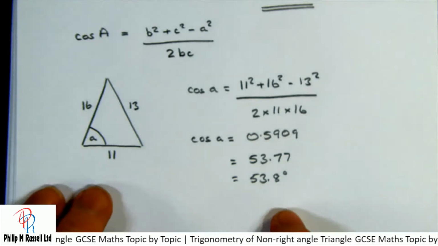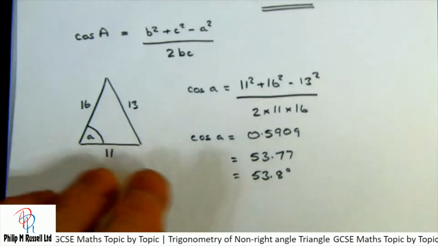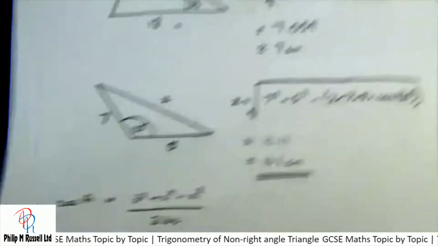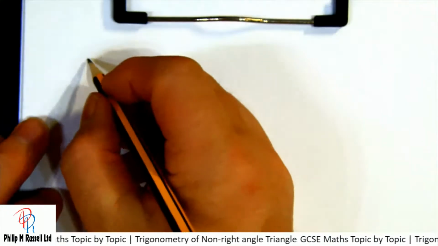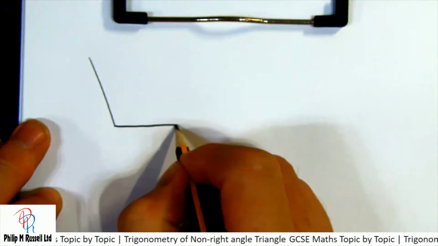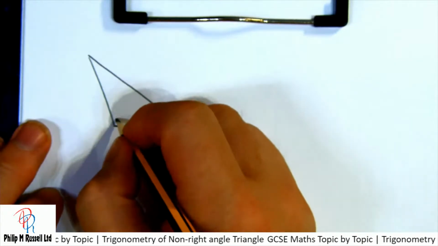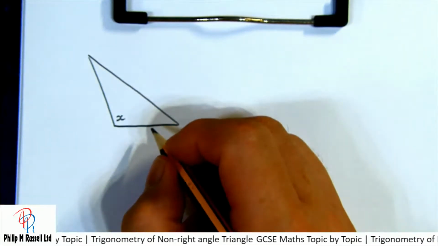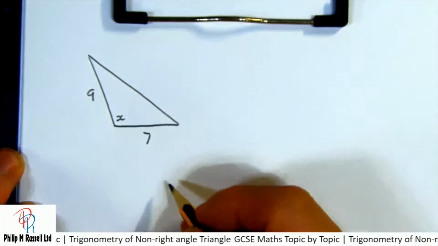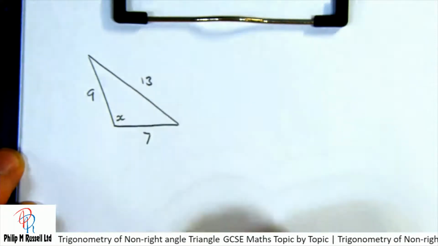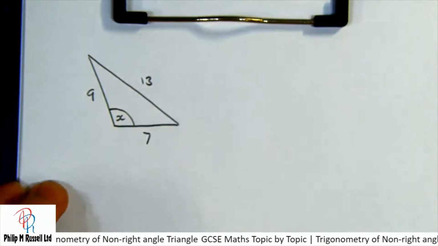Could we do this if we had a different shaped angle, an obtuse angle? Of course we can. Let's look at this as an obtuse angle. I've got an angle here, X, that we want to try and work out. This side's going to be 7, this one's going to be 9, and this one's going to be 13. I want to work out angle X again.